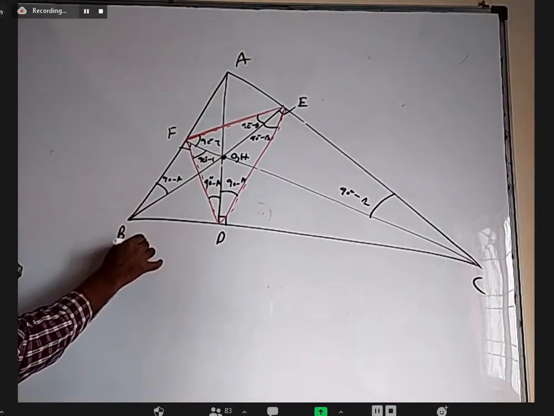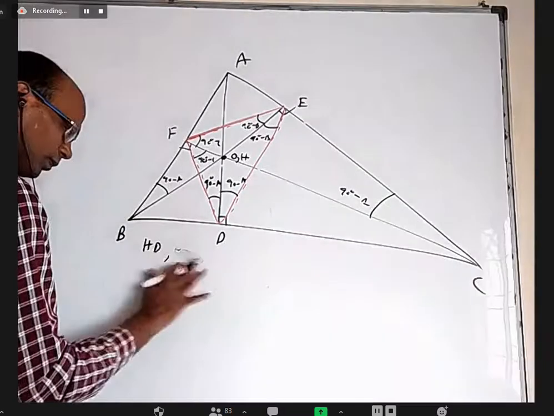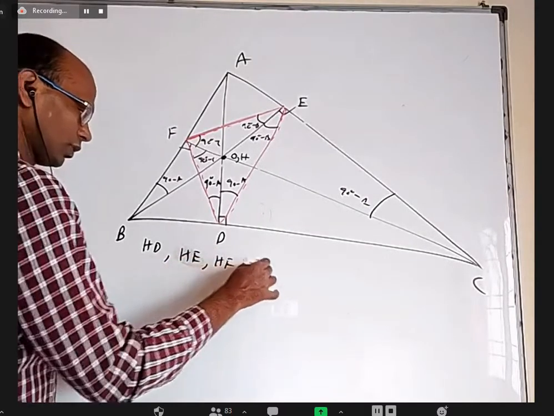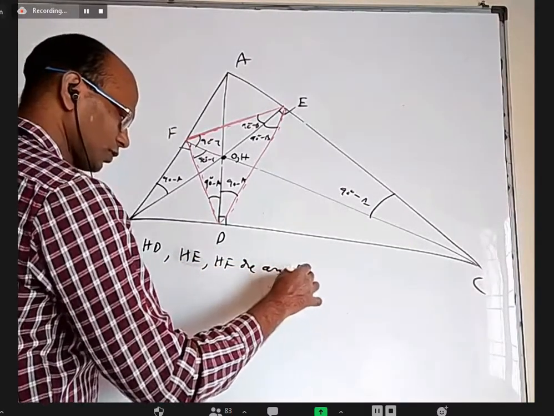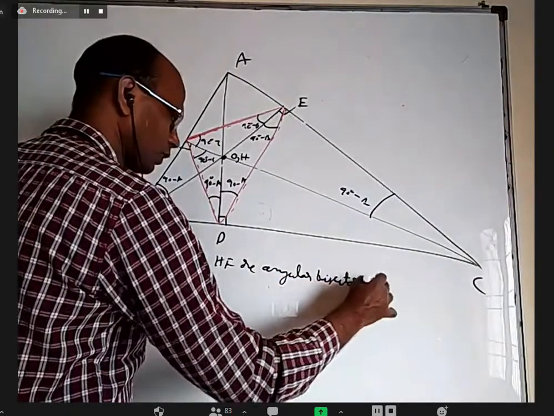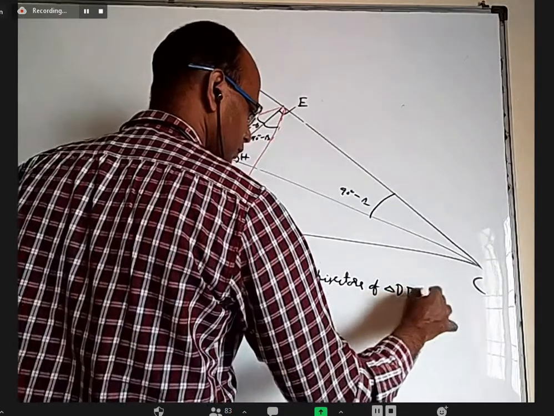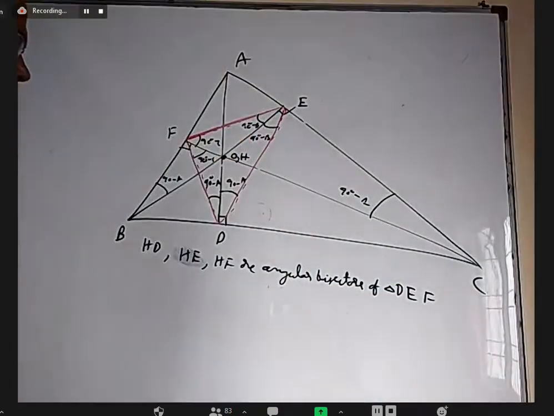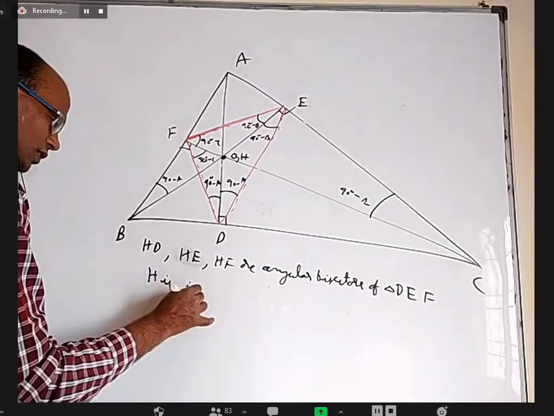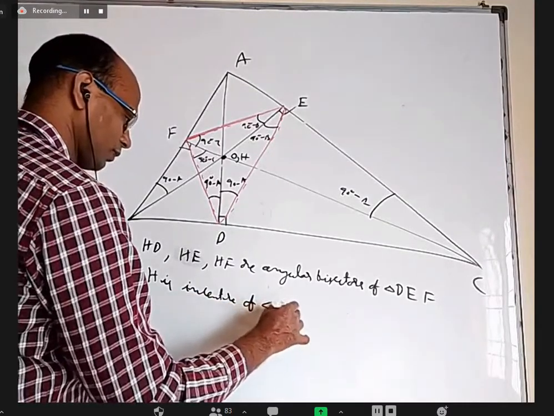That HD, HE, and HF are angular bisectors of triangle DEF. Because they are angular bisectors, H is the incenter of triangle DEF.